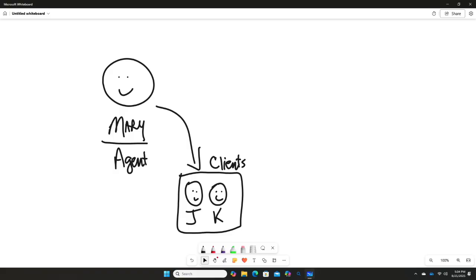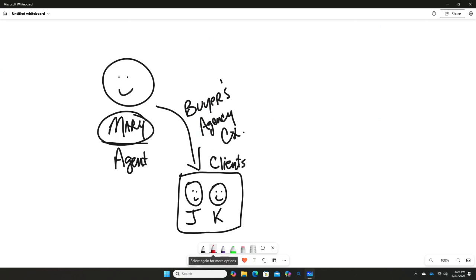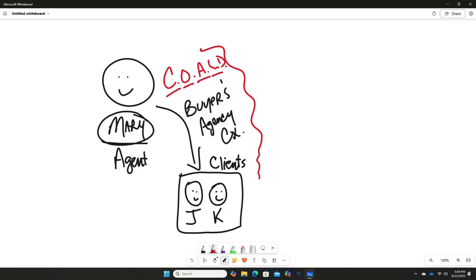So if we're the clients with Mary, who's the agent, we probably had to sign a buyer's agency agreement, right? And that creates, I'm going to put buyer's agency contract. That creates this thing that we know and we've learned in class called COALD, cold: care, obedience, accounting, loyalty, and disclosure.